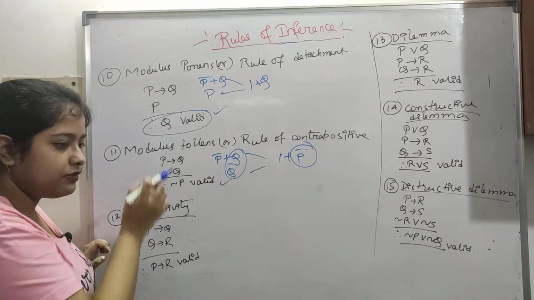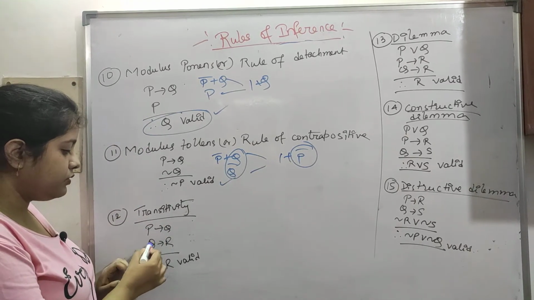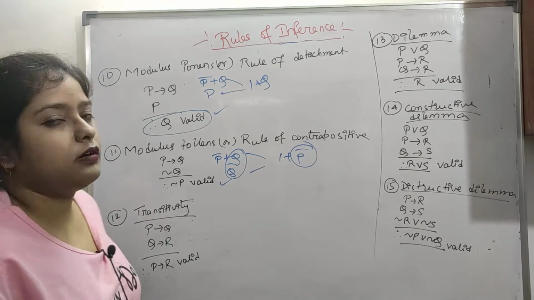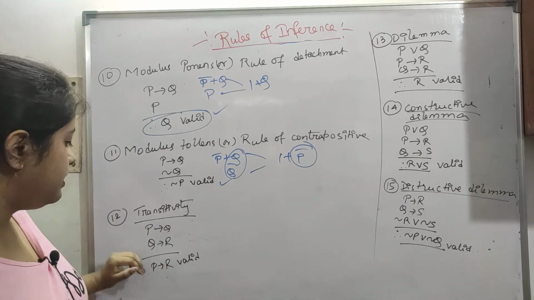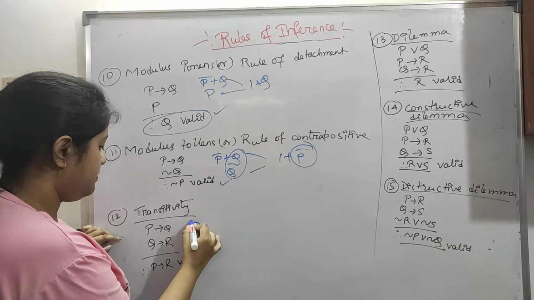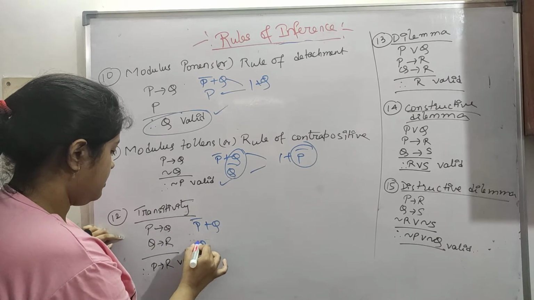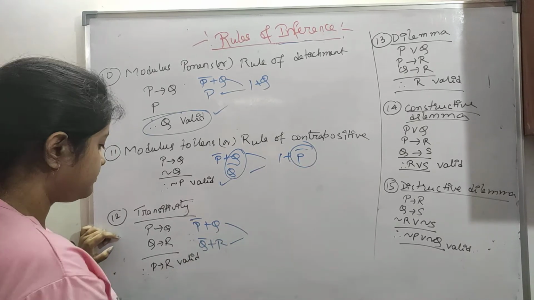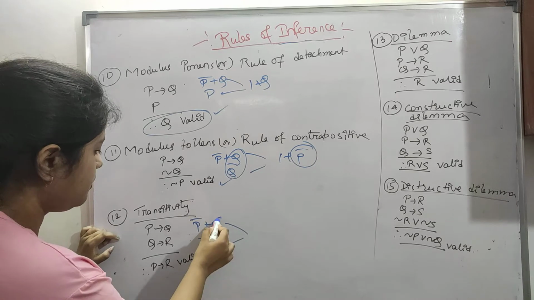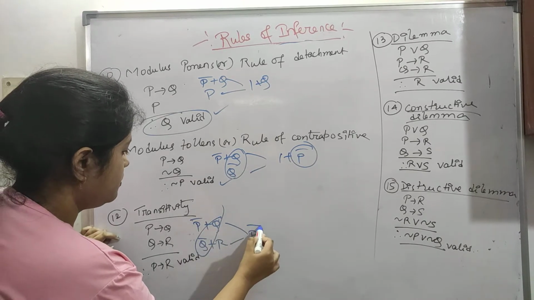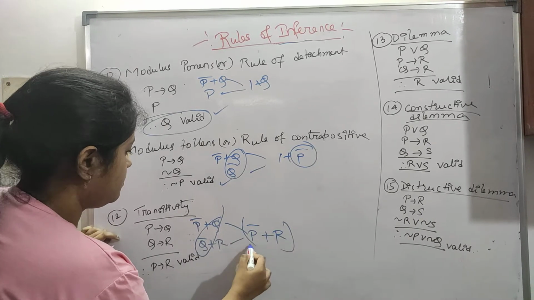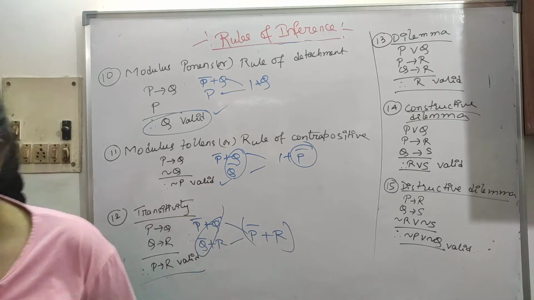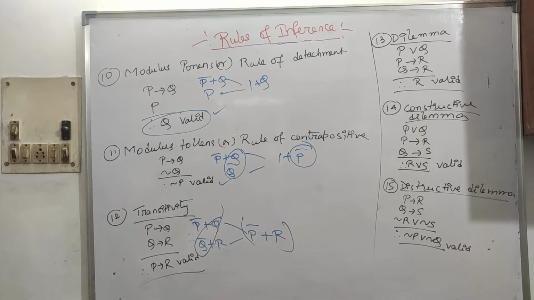Okay, transitivity. This is very important. P arrow Q, Q arrow R will give P arrow R. This is used in DBMS a lot. So let's see how it comes. Let's say P bar plus Q, then Q bar plus R. From this, these two come down to 1. So P bar plus R. This is basically P arrow R.